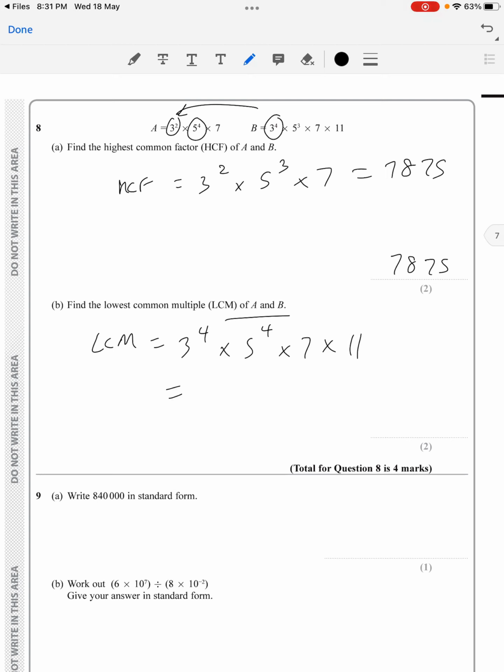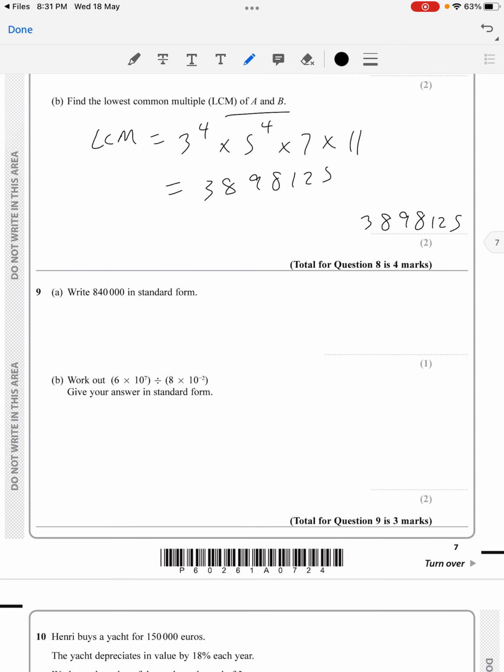Since you multiply all of them, you should be getting about 3898125. 1 to 5. This is your answer for 2 marks.